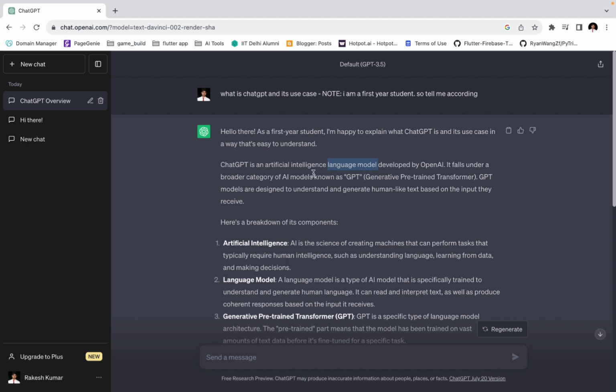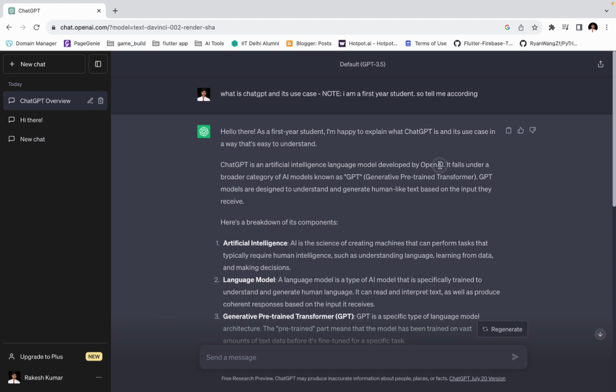So here ChatGPT is an artificial language model. There are three types of computer learning. First is machine learning, which is the broader term. Then under machine learning there is deep learning. And then there is AI, artificial intelligence. ChatGPT is an artificial intelligence language model developed by OpenAI.